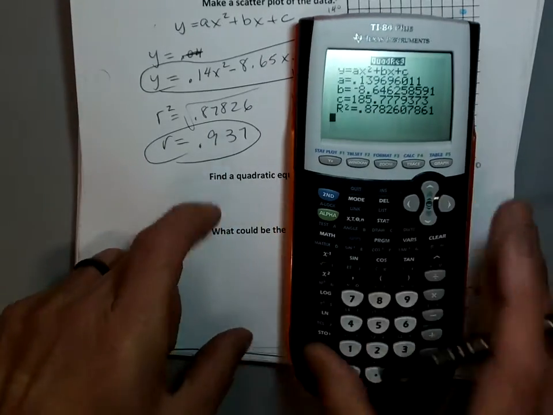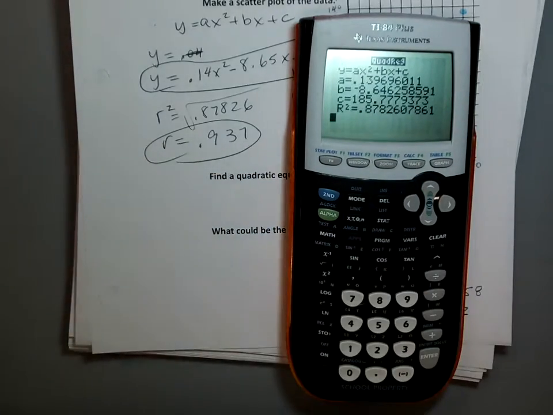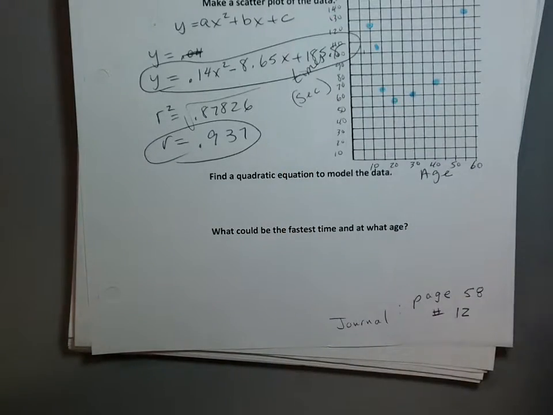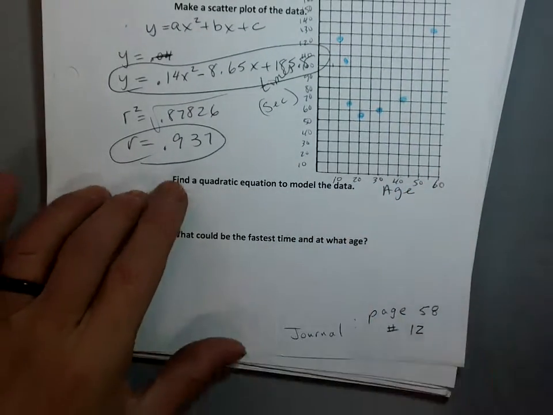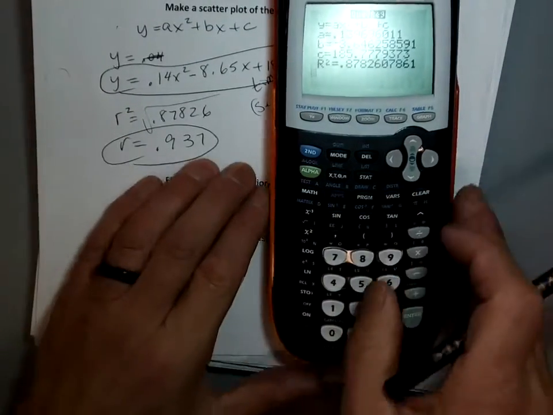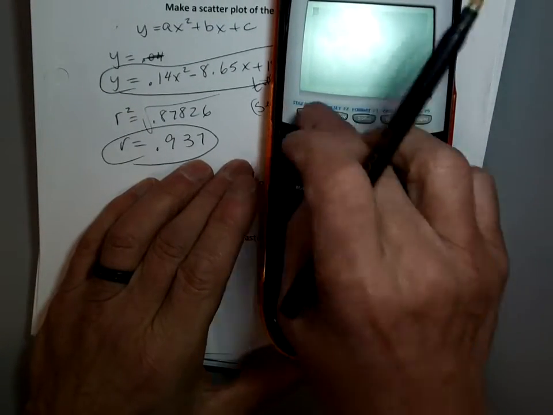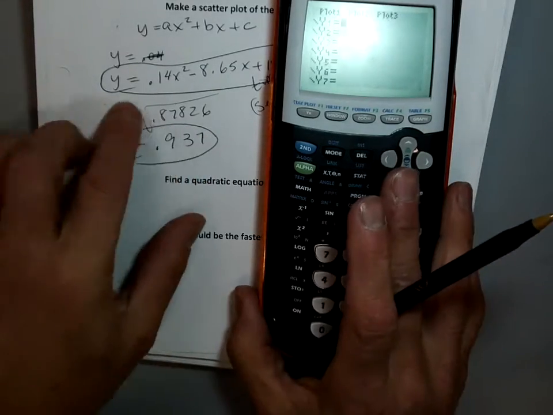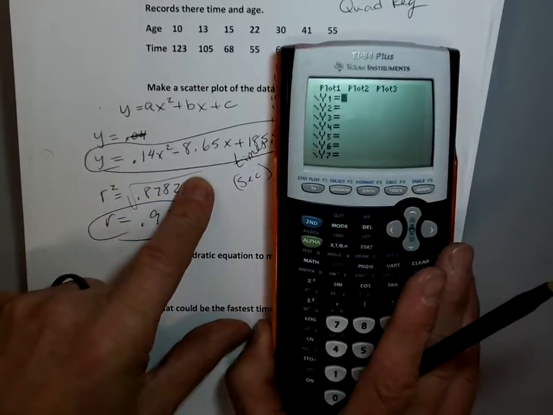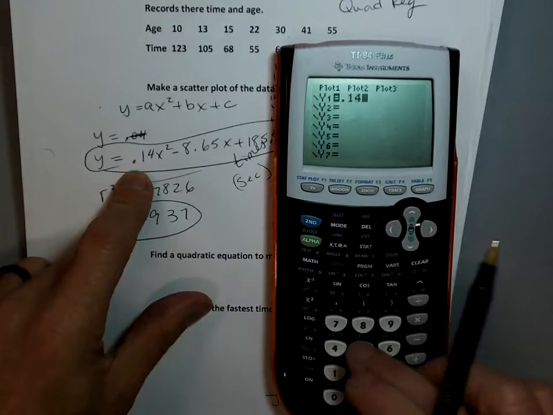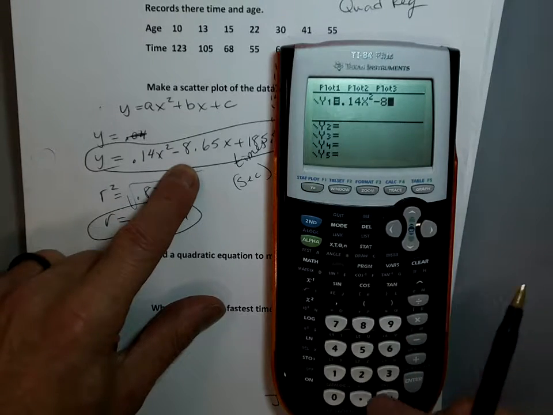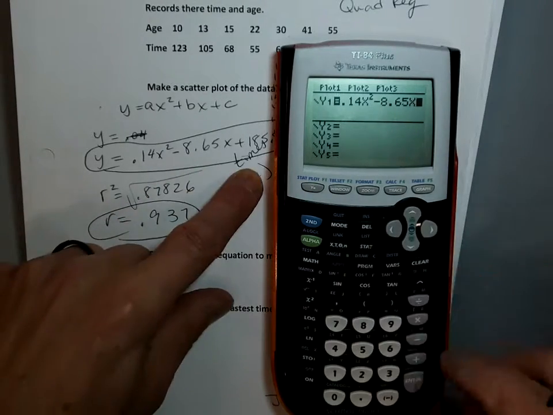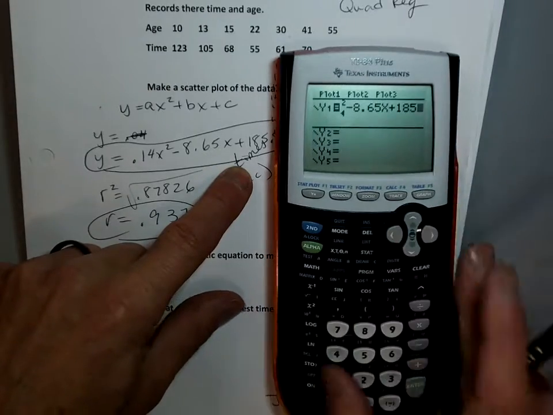So then, I'm going to do one more thing. We don't use Logger Pro in here, but we don't need Logger Pro because I'm going to show you what we can do. So now, let's put this on our calculator with the line. I'll go through this slowly with you. First go to y equals because I want to graph this. Y equals 0.14x squared minus 8.65x plus 185.8. Okay.